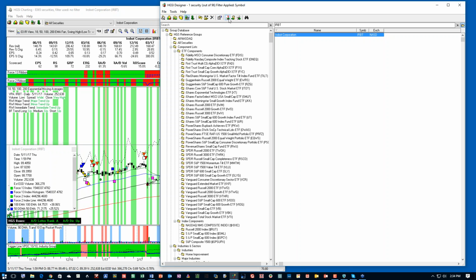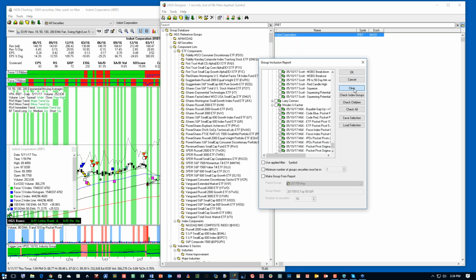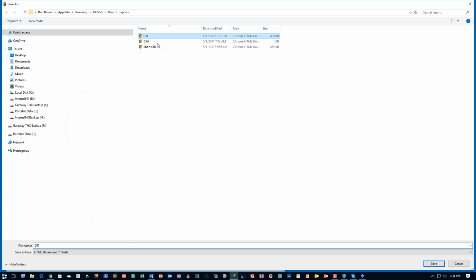Now I want to try this. I don't know if this will work or not. I'm going to do the group inclusion report. I'm going to clear this. What I'm going to do is go down to my user groups. I'm going to use the applied filter of the symbol, which is iRobot, and I'm going to look in the 2016 and 2017. I'm going to check all the children. And let's run the GIR.